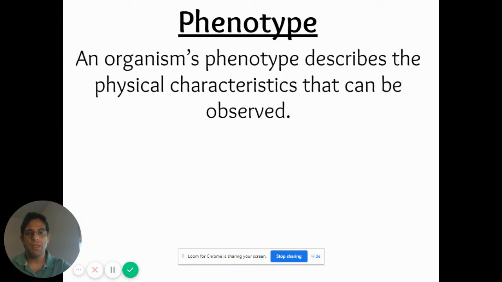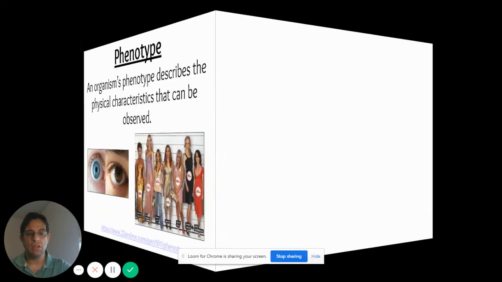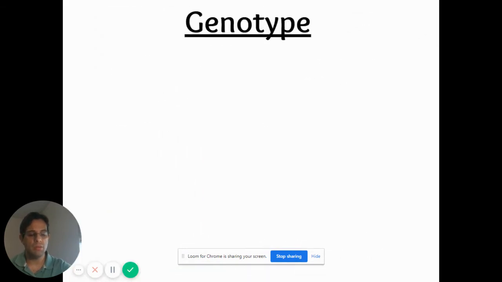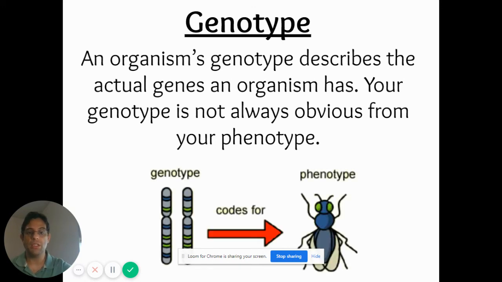An organism's phenotype describes the physical characteristics that can be observed. So the phenotype of an organism is whatever I can see, whatever I can observe, like the color of the eyes, how tall you are, stuff like this. On the other side, the genotype describes the actual genes an organism has. Your genotype is not always obvious from your phenotype.